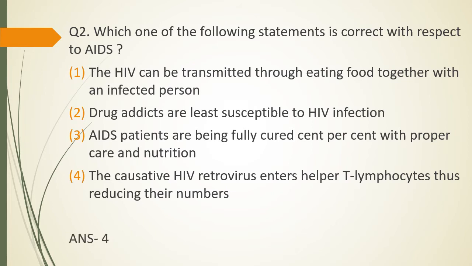The causative HIV retrovirus enters the helper T lymphocytes and reduces their number. Reduction in CD4 cells or the helper T cells reduces the immunity of the person, exposing them to many opportunistic infections, right? Option first is incorrect. HIV is not transmitted by eating food. Drug addicts are more susceptible to HIV. An AIDS patient cannot be fully cured and ultimately the AIDS patient will die.